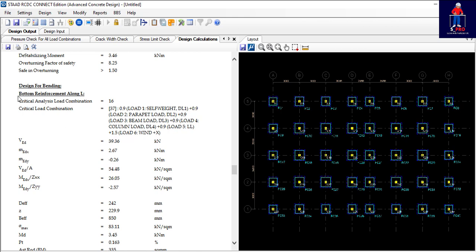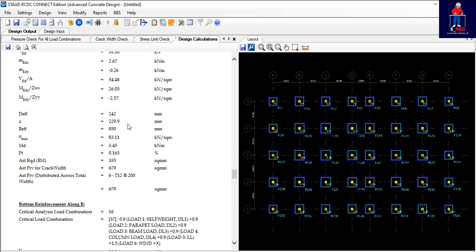Yeah. So design for bending, critical analysis load combination for that is 16. Load combination number 16. When you see that I used 0.9 to multiply self weight, 0.9 to multiply all those things, these are the things I did. Even the wind load in X direction, live load is there in the combination. So the load combination is very, very paramount, and the software recognizes it in that order.